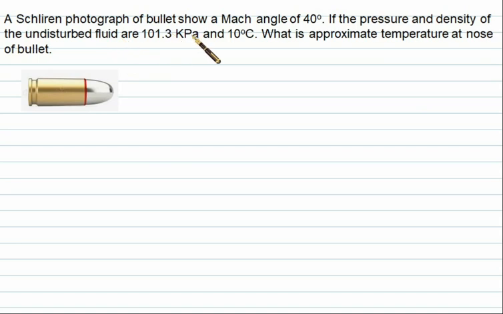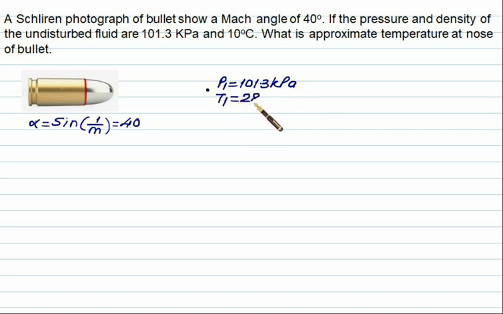A Schlieren photograph of a bullet shows a Mach angle of 40 degrees. So this time we are given alpha, which is equal to sine inverse of the reciprocal of Mach number, equal to 40 degrees. So indirectly we know the Mach number. For the pressure and temperature of the undisturbed fluid flow, that is at the static condition, we have P1 equal to 101.3 kilopascal, and the temperature at this point is T1 equal to 10 degrees Celsius, which is equal to 283 Kelvin. What we are interested to know is the approximate temperature at the nose of the bullet. So if the bullet is fired like this, this is the temperature we want to know, that is T01. We know the static temperature, we are interested in the stagnation temperature, and indirectly we have been given the Mach number.